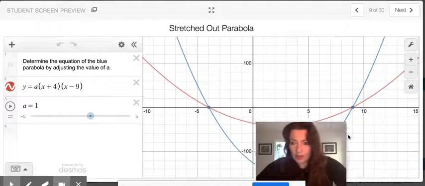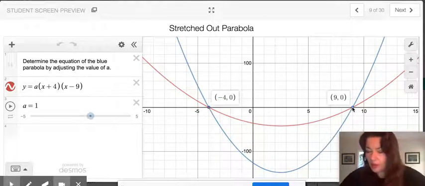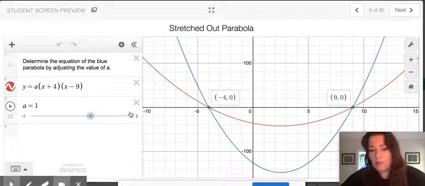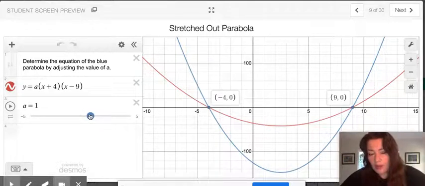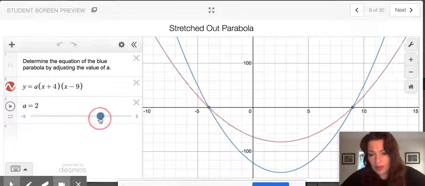Okay, so for this slide, we are asked to determine the equation of the blue parabola by adjusting the value of the a. All right, so you could see that the points both have intercept at -4, 0 and also an intercept at 9, 0. So we want to move, if you can see the a value is not given, we want to move this slider to see where we could match the graph.